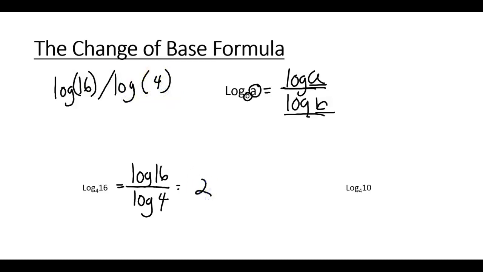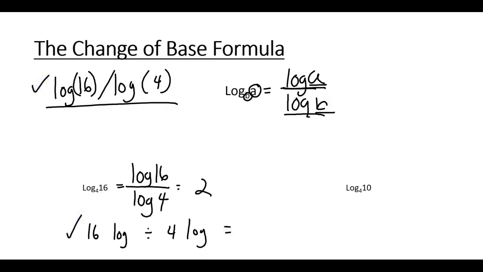Now, maybe you're using your cell phone, and your cell phone doesn't allow you to actually type everything in there all at once. Then what you would have to do is push 16 first, and then you would push log, and then you would push divided by, and then you'd push 4 log, and then you would push equals. So try that right now in your calculators. See which way works for you. You should come out with an answer of 2.